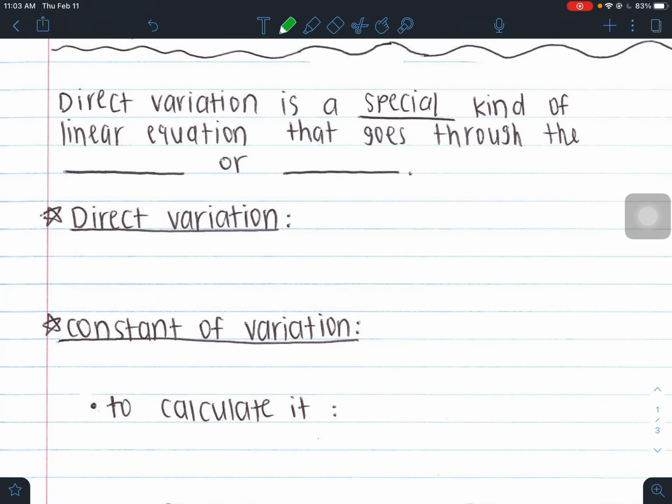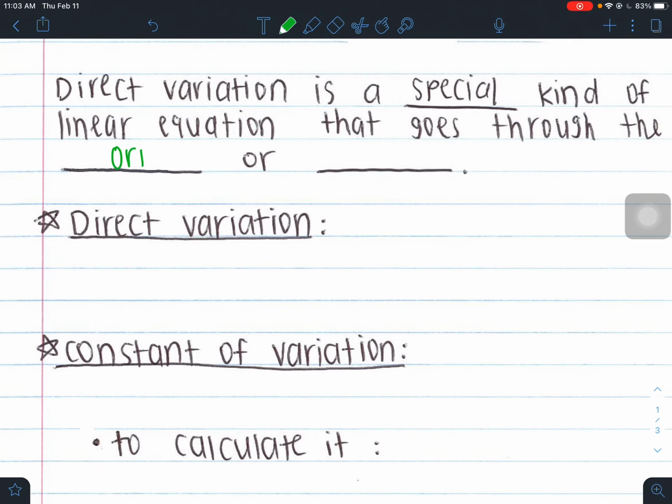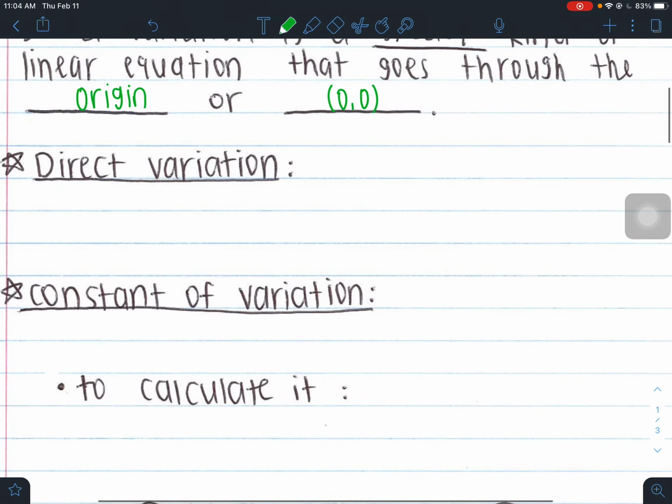Direct variation is a special kind of linear equation, so it still creates a line, but it goes through the origin, which is also known as the point (0, 0). The lines that we've done in the past don't always go through (0, 0). You'll see lines that go through the y-axis at 3, so they definitely don't go through (0, 0). Direct variation equations always go through (0, 0). Now the equation for direct variation is y equals kx.